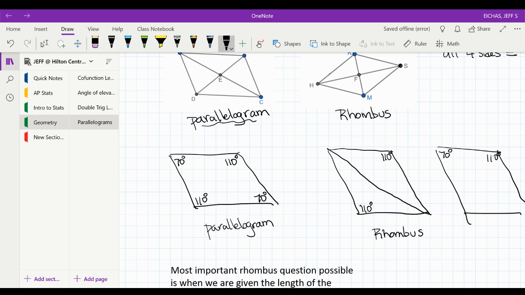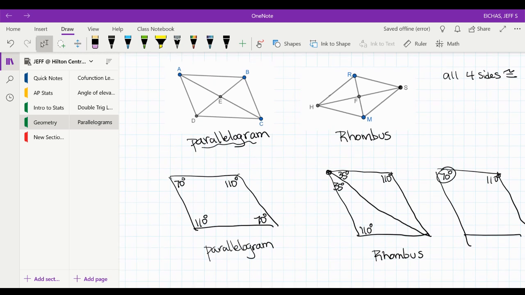However, in a rhombus, here's the difference. The diagonal has to bisect that angle. So it has to perfectly be 35 on either side. Now, if it's a parallelogram with a 70-degree angle, that doesn't have to happen. You could have 20 on one side and 50 on the other. So the diagonal does not have to bisect the angle in a parallelogram. It does have to bisect the angle in a rhombus. Okay, so you're going to get 35 here. If that's 35, then some of that. Okay, so we're going to see some problems come up with that concept there.